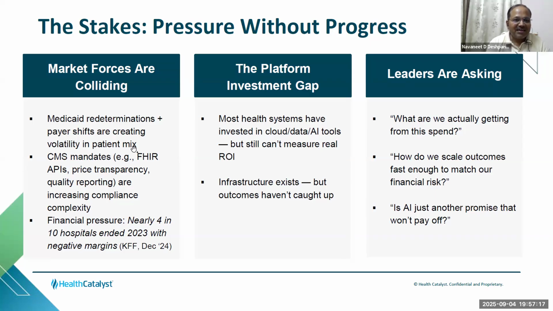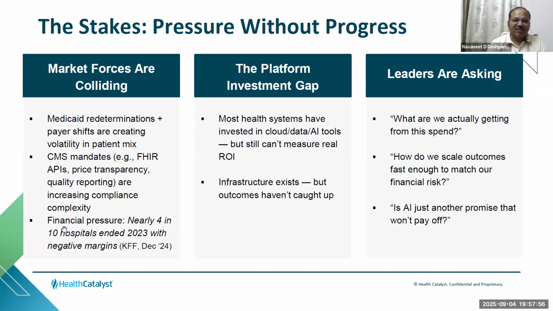So creating volatility in the patient mix. You've got CMS, the Centers for Medicare and Medicaid Services, and FHIR, which stands for Fast Healthcare Interoperability Resources. All of that has to mingle with each other, so the systems have to be compatible with each other. CMS mandates are increasing and their prices are also increasing.